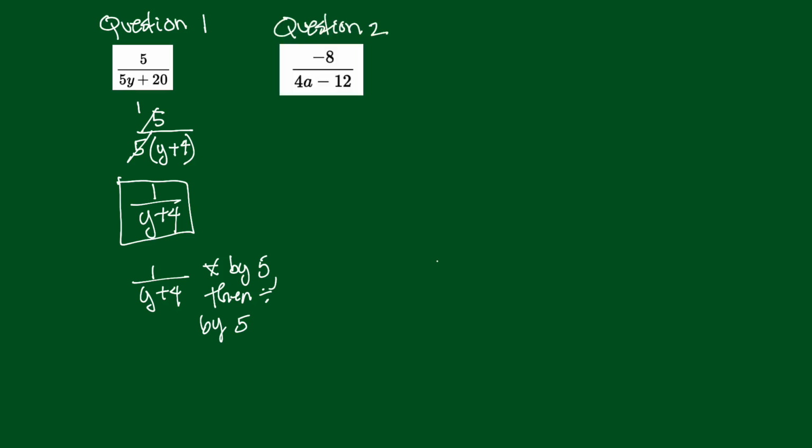Let's try to reduce this rational expression. You can't help but notice there's a 4. The 4 divides each one of these. So in the denominator, I'm going to factor out that 4. And what's left? 4 into 4 is a 1, so it's just a. And negative 12 divided by 4 is minus 3. And now 4 will go into that negative 8 negative 2 times. So now I'm left with this, negative 2 over a minus 3.